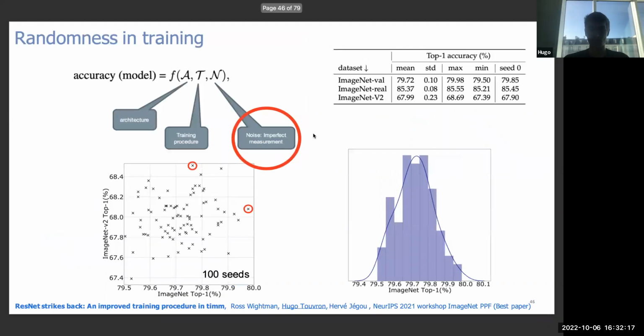Now we will focus on the noise in the measurement. So we consider 3 different evaluation setups. We have the classical one, the ImageNet validation.